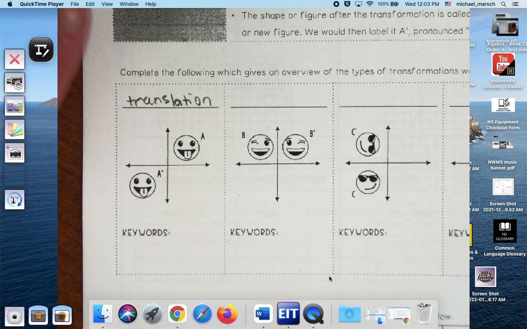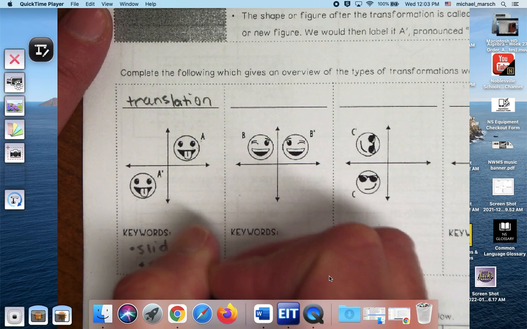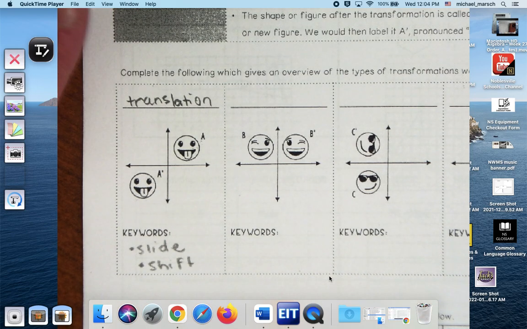So some keywords for translation are slide or shift, right? You were probably taught slide in 4th or 5th grade. Slide, flip, turn. We don't remember this. No. I actually don't even think we did that. That's okay. Perfectly good time to learn it.